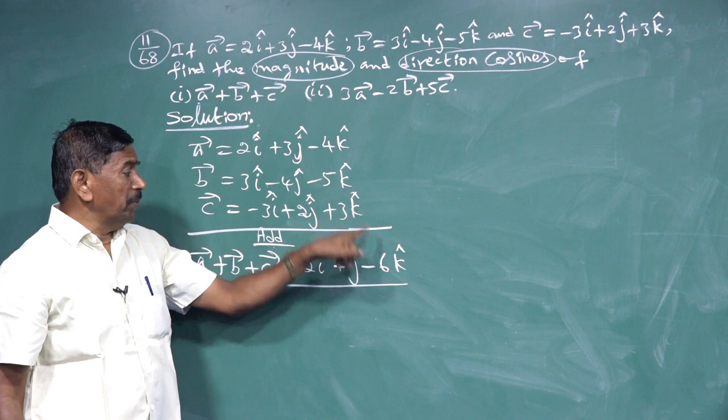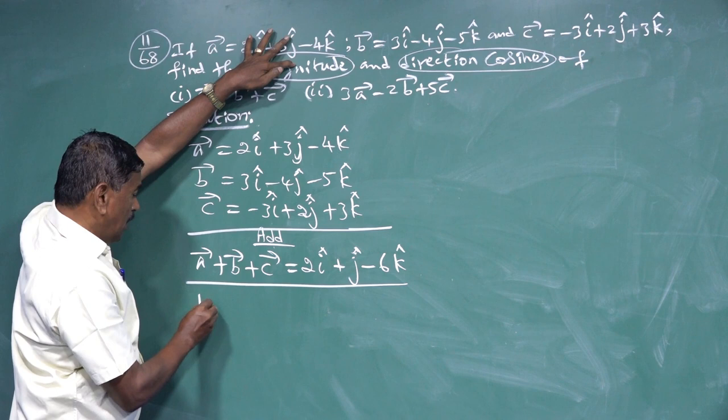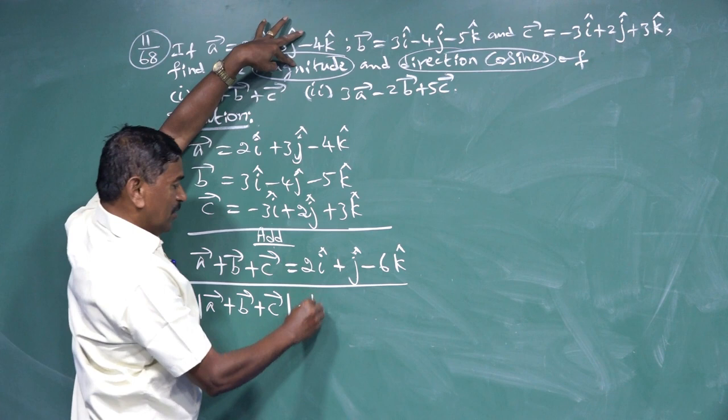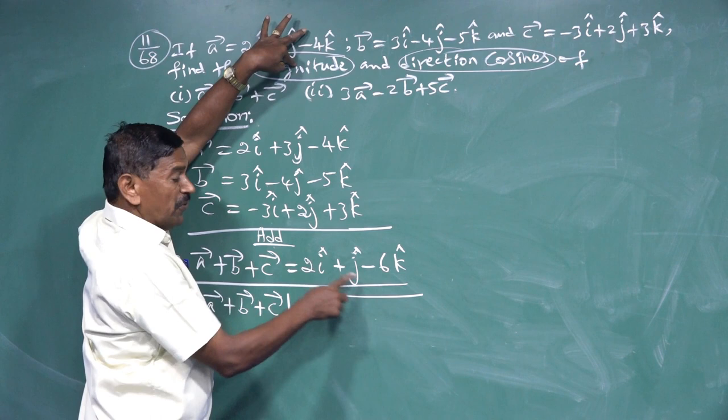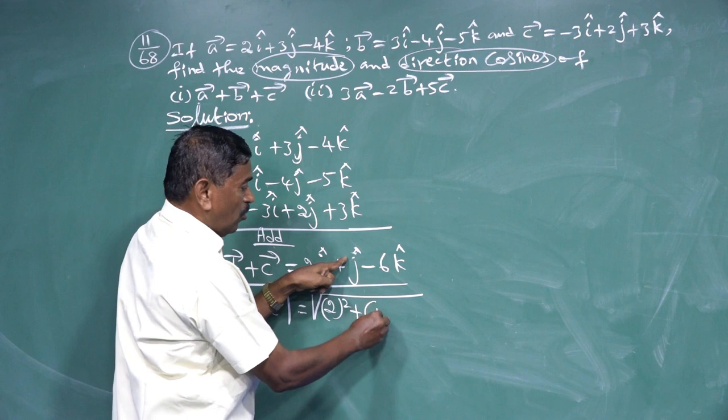Find the magnitude of A vector plus B vector plus C vector. Means what? Yes, modulus. Modulus of A vector plus B vector plus C vector is equal to the square root of the sum of the squares of the i, j, k coefficients. That is 2 the whole square, plus 1 the whole square, plus minus 6 the whole square.